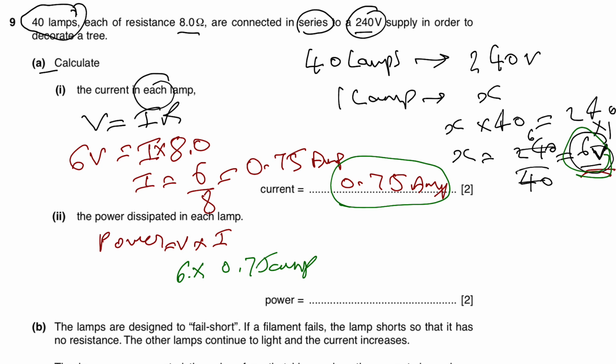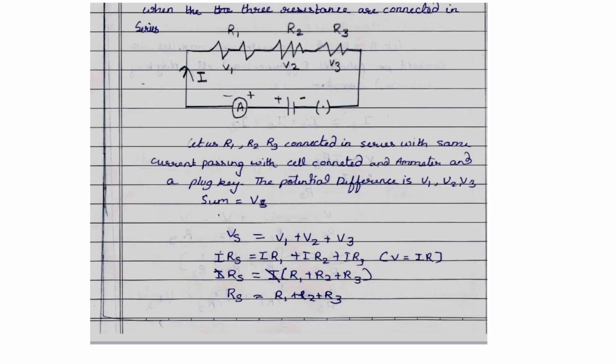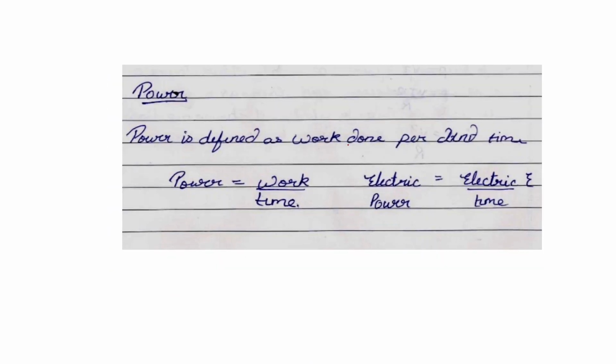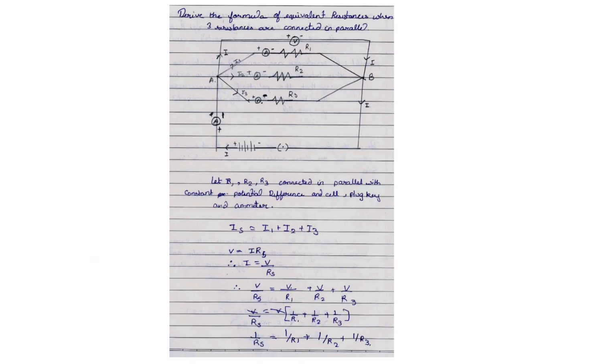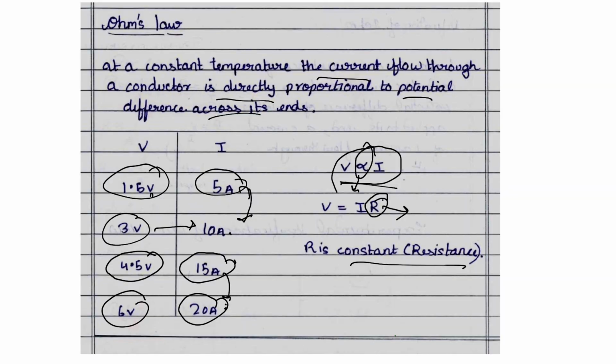So power is 6 into 0.75, which gives 4.5 watt. The unit of power is watt, that I have shown you in the previous slide. When an electrical appliance consumes electrical energy at a rate of 1 joule per second, its power is said to be 1 watt. So we got this answer for our power.